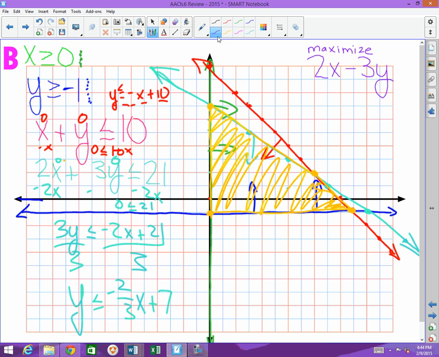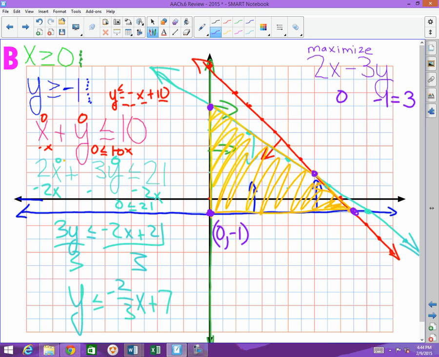Now then, we are asked to maximize this function, 2x minus 3y. Actually, not a function, well, yeah, it is. Okay, so to maximize, they would occur at one of these vertices. This vertex is at 0, negative 1. And if you substitute a 0 and a negative 1 in for x and y, you will get an answer of 3.